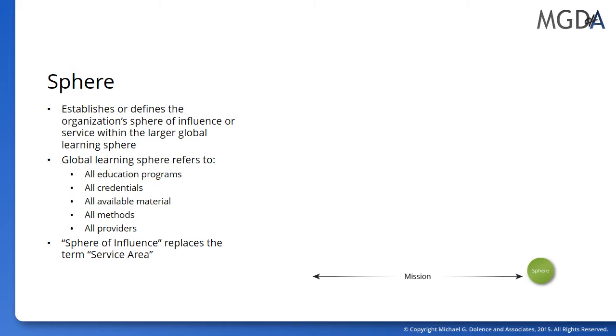Sphere of influence means the segments of the global learning sphere a specific learning provider participates in or provides services for. It replaces the term service area. The emerging diagram connects one end of the bidirectional line representing the mission to the sphere of influence, thereby establishing a formal link and relationship between mission and sphere.